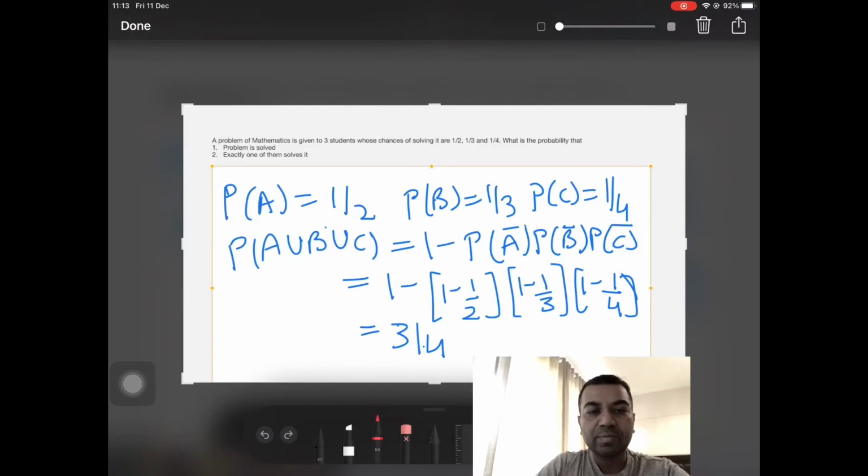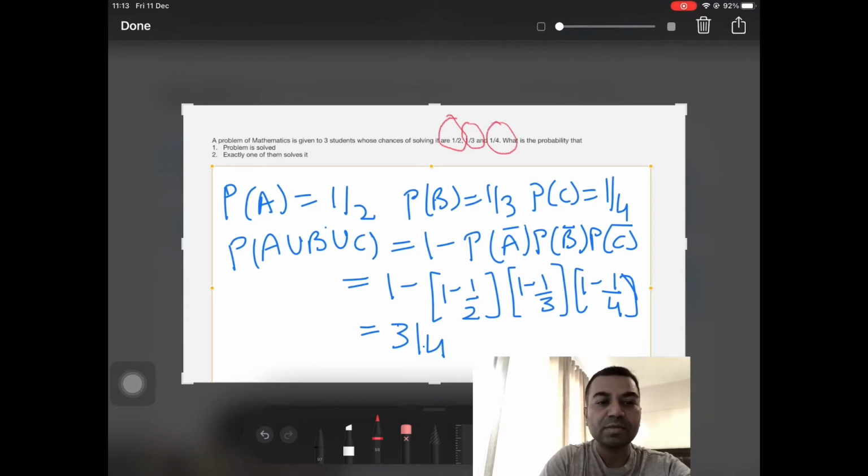Let us see how we apply conditional probability in one of the questions which you may get in the examination. Now the problem here is: one mathematics problem is given to three students whose chances of solving the problem are 1 by 2, 1 by 3 and 1 by 4. What is the probability that the problem is solved? That means the problem is solved by either the first student or the second or the third, or three of them or two of them. The second part of the question is that exactly one of the three students solves it.